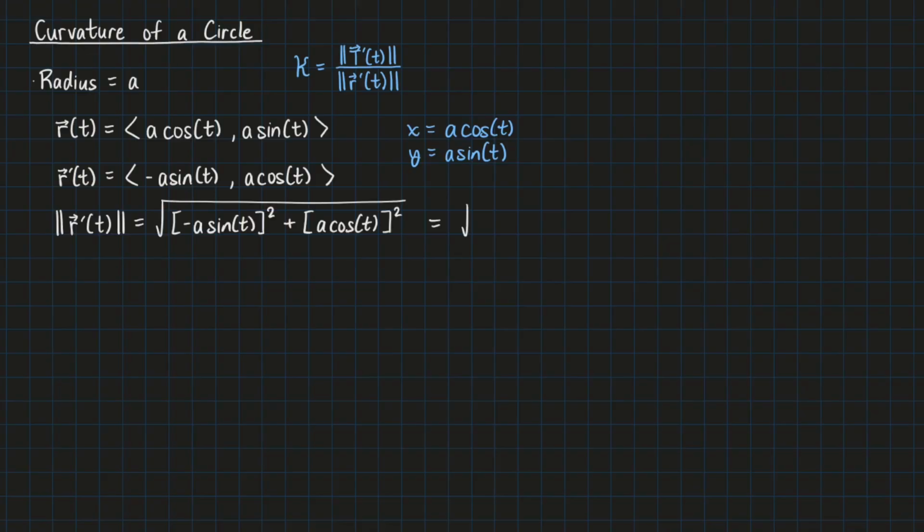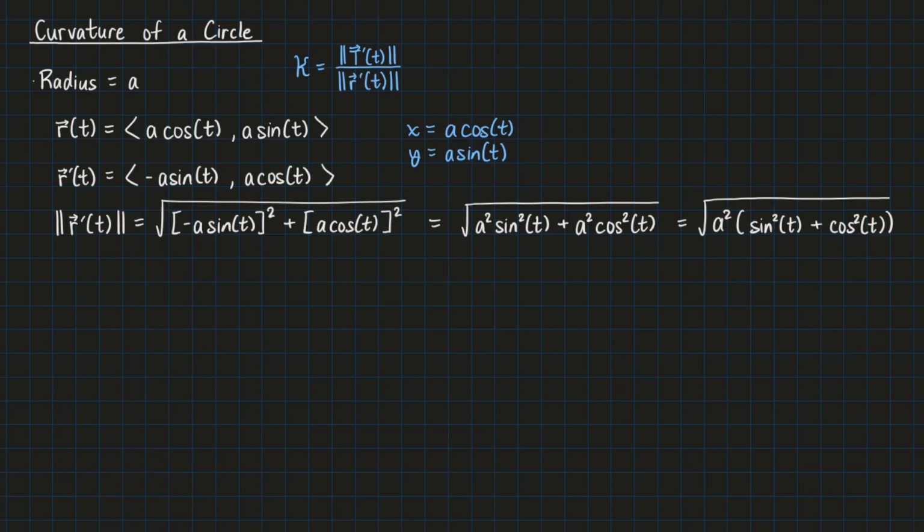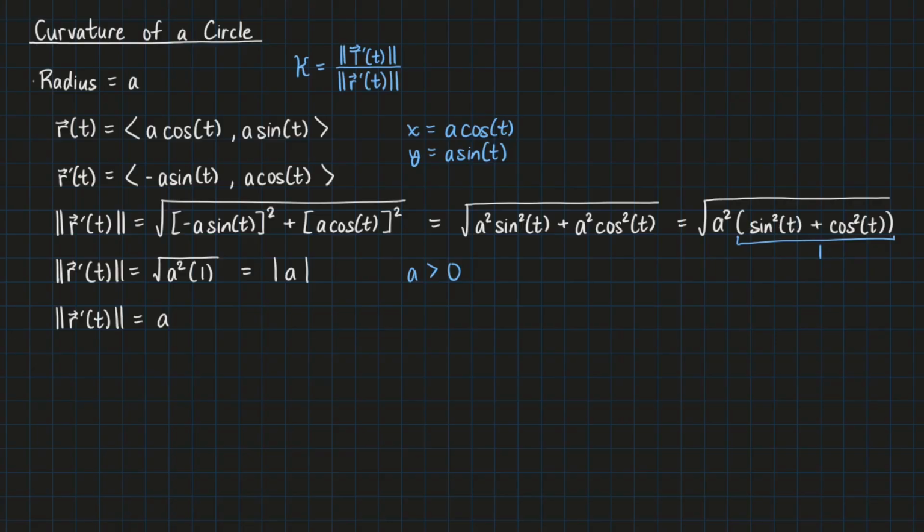So in the first bracket we have a squared times sine squared, plus the second bracket is a squared cosine squared. We can factor out an a squared, and then sine squared of t plus cosine squared of t is a 1. So we have the square root of a squared times 1, or just a squared. This becomes the absolute value of a. The radius a should be a positive value, so we can just say the magnitude of r prime of t equals a. We have the denominator, let's get the numerator.